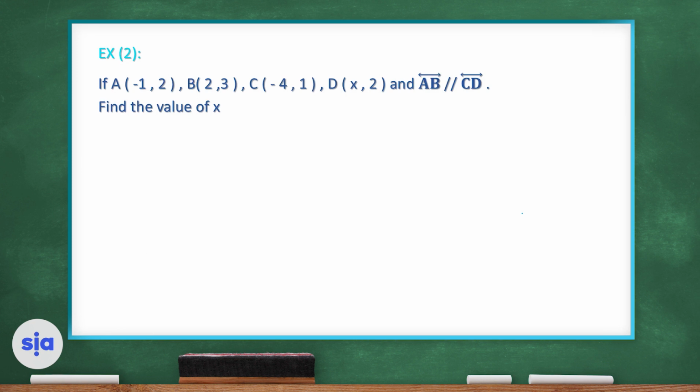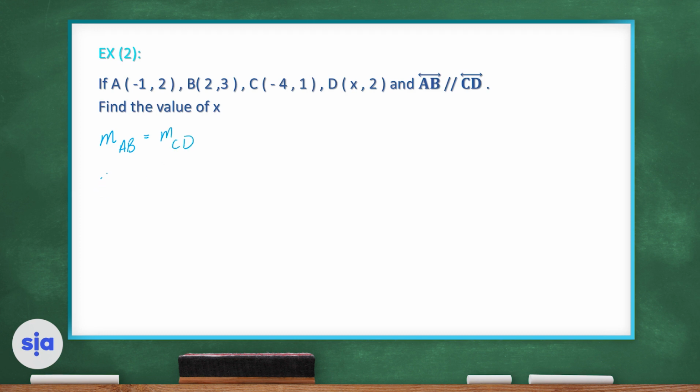Example 2, the question says, if A, B, C, and D have their coordinates given, and AB is parallel to CD. Once the question tells you that we have two lines parallel to each other, automatically the two slopes of these two lines are equal to each other. So here we have AB parallel to CD. Then we're going to find the slope of AB, find the slope of CD, and make them equal to each other. So the slope of AB is equal to the slope of CD.